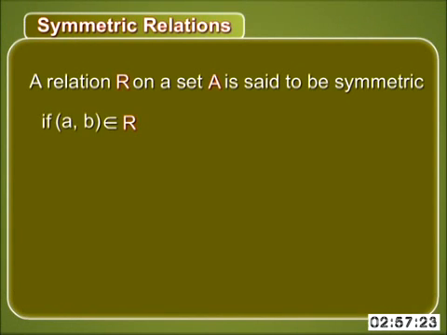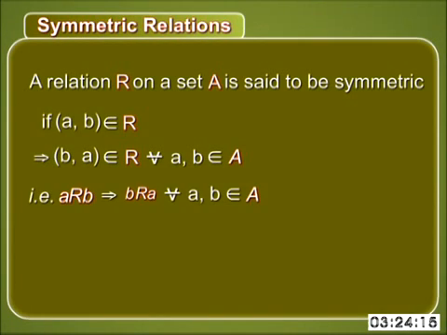Now we will study symmetric relations. A relation R on a set A is said to be symmetric if an ordered pair (a, b) belongs to relation R, then the ordered pair (b, a) should also belong to relation R for all elements a, b belonging to set A, that is, aRb implies bRa for all a, b belonging to set A.